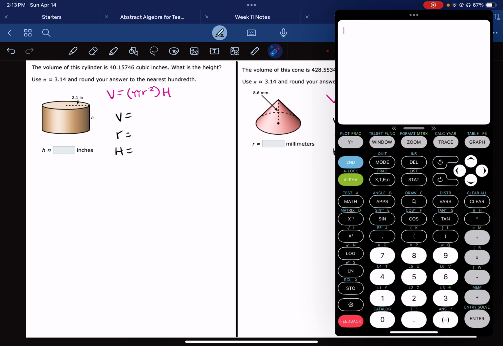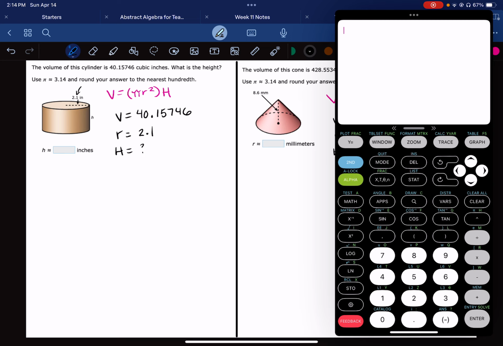So when we want to look for the height, we need to figure out if we know the radius and the volume to be able to replace them with numbers. In this problem, we're told at the start what the volume of that cylinder is. So that's what V is, 40.15746 cubic inches. And looking at the diagram, we can see that the radius of the base is 2.1. The height is our unknown. So that's what we're trying to calculate here.